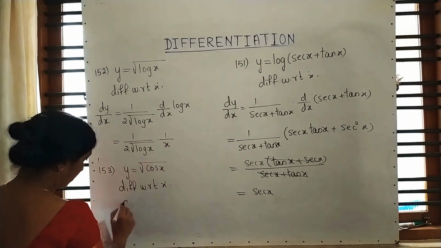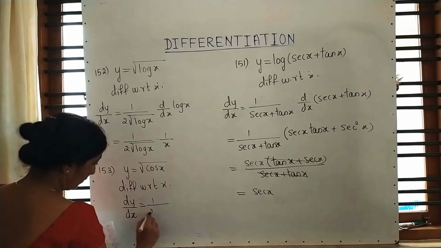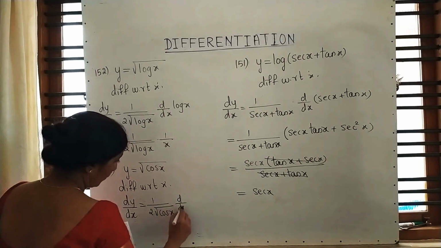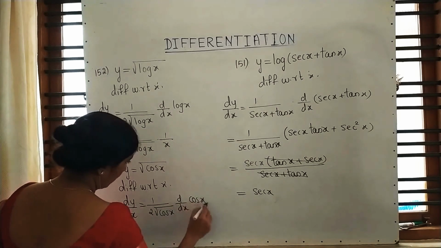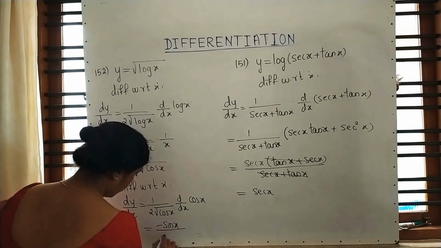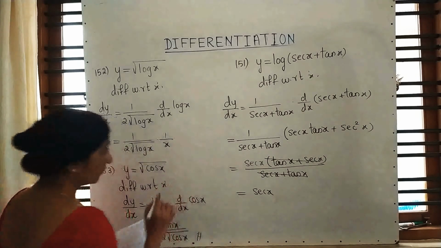Differentiating with respect to x. First root: 1 upon 2 root cos x. After the root, we have to differentiate cos x. What is the differentiation of cos x? Minus sin x. So this is the answer.